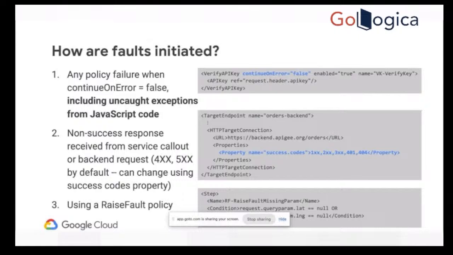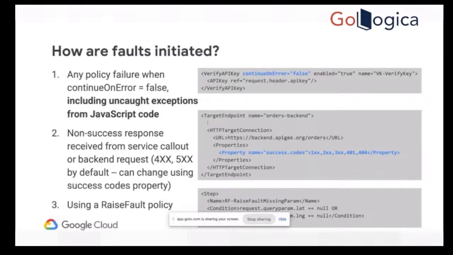Yeah. So the raise fault policy is usually used to manually throw an error, if you want to throw an error on a certain condition. In the example, as you can see, if query param dot lat is not equal to null, query param dot long not equal to whatever, right? If these query parameters are null or something, then you can manually throw an error. So you can use a raise fault policy.